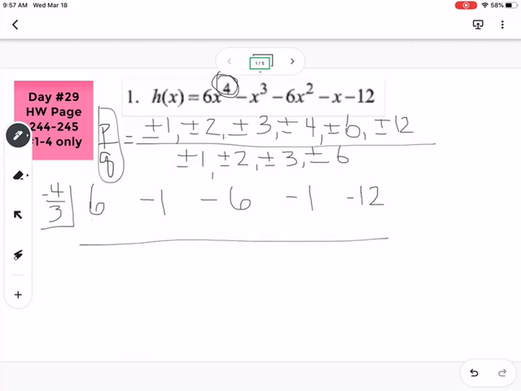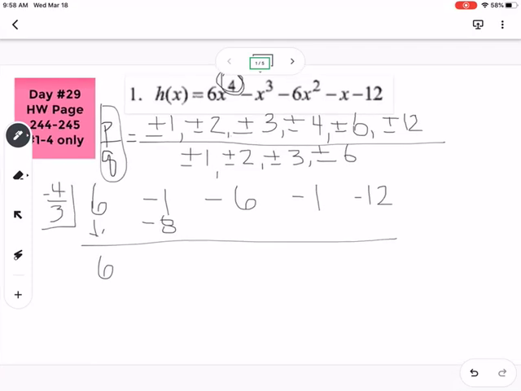I feel like I'm going to run out of space, but okay, so we're bringing down the 6. 6 times -4/3 is -8, and then we get -9. Oh my goodness, this pen is terrible.